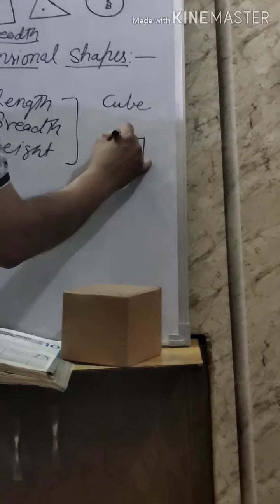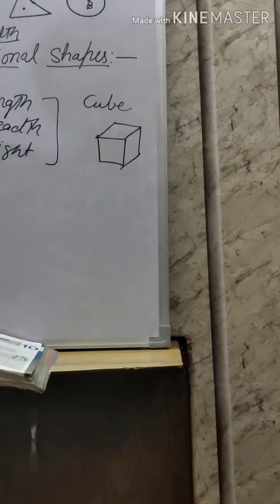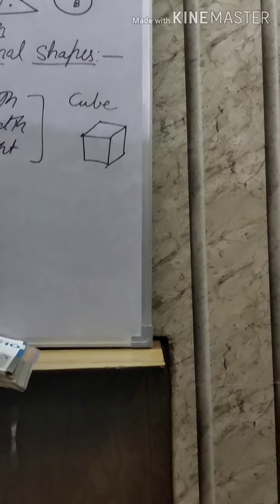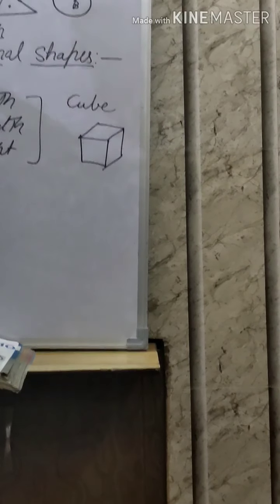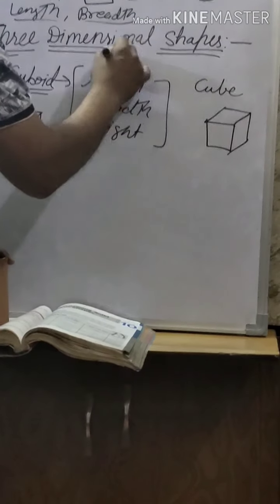Cube. You can see here a cube, which has length, breadth, and height all equal. So these are examples of three-dimensional figures, and three-dimensional means which have length, breadth, and height, the solid shapes. Hear this? What I will say.